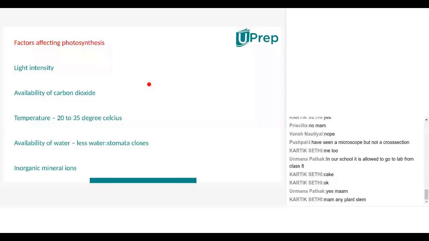There are certain factors which affect photosynthesis. We are giving them the five components: sunlight, chloroplast, carbon dioxide, water, nutrients, everything we are giving. But there are certain factors which affect it. Now, light intensity. How much light are you giving?